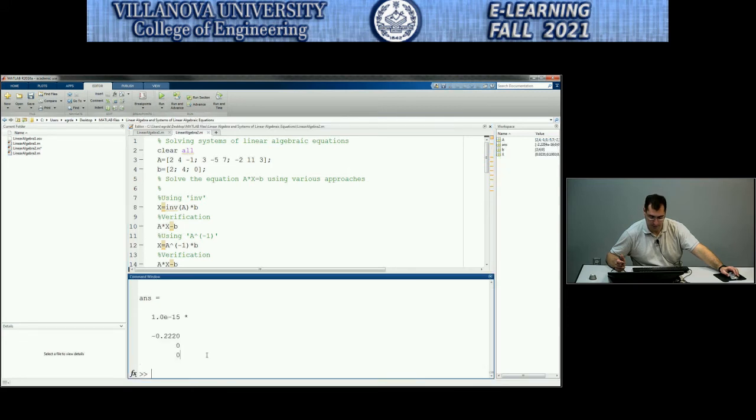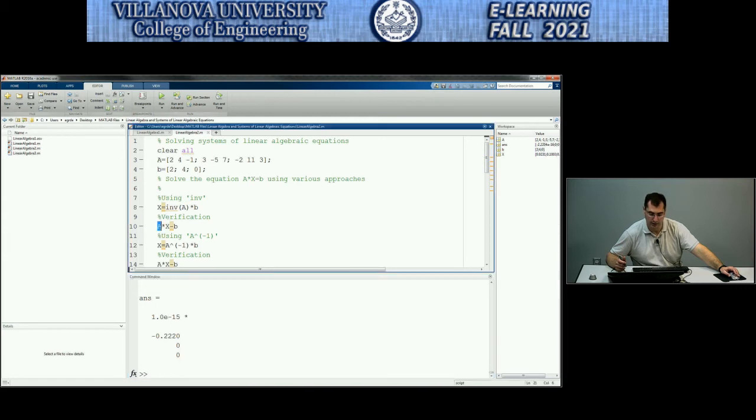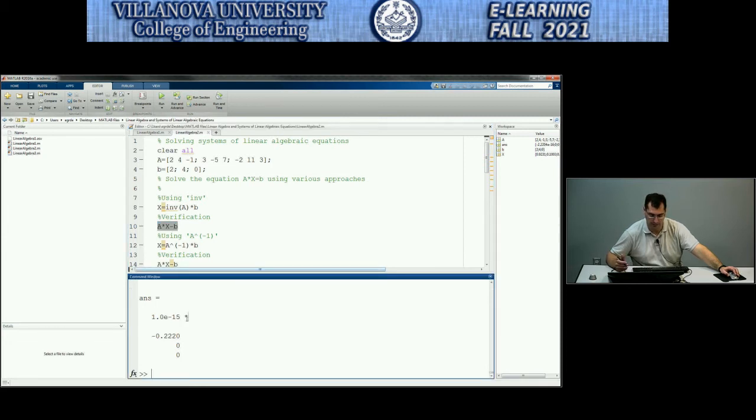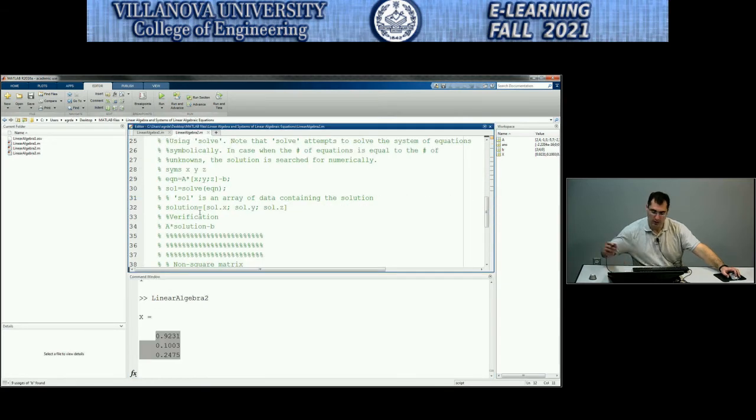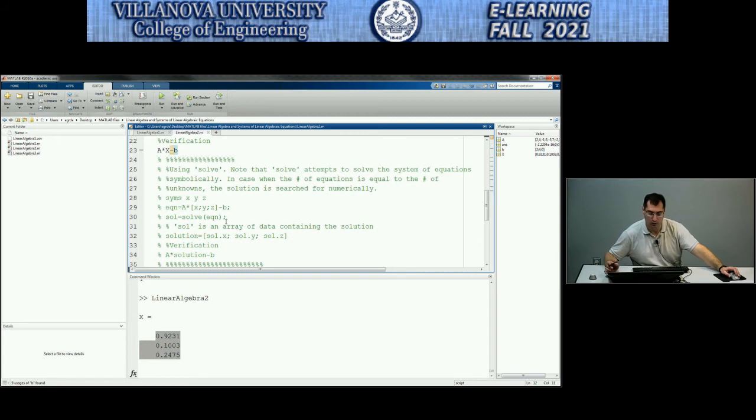If you run all of them, you can also verify that you indeed got the correct answer by computing A times x minus b. If x is the solution to our equation, then this expression should be equal to 0. So every time you can verify that this is indeed the case, and with all these different methods, you get the same answer. So that's that. You can also utilize another command called solve.